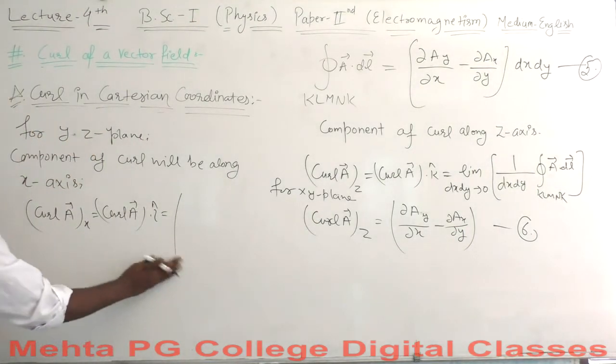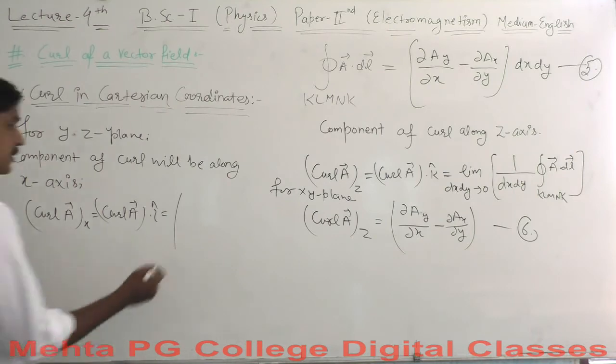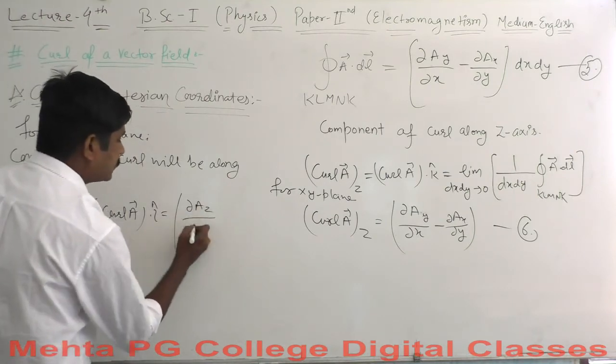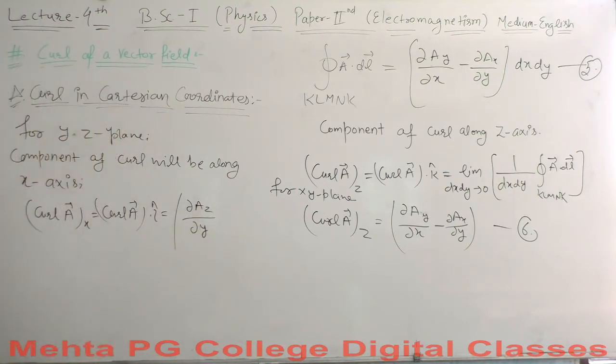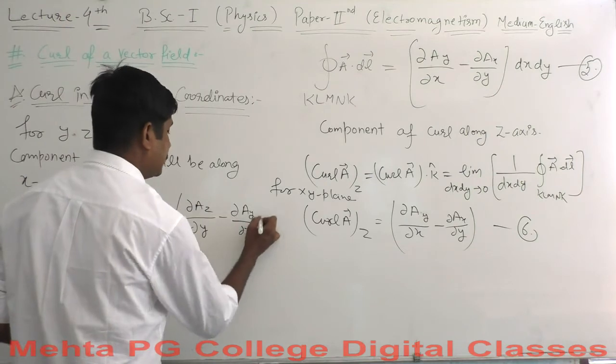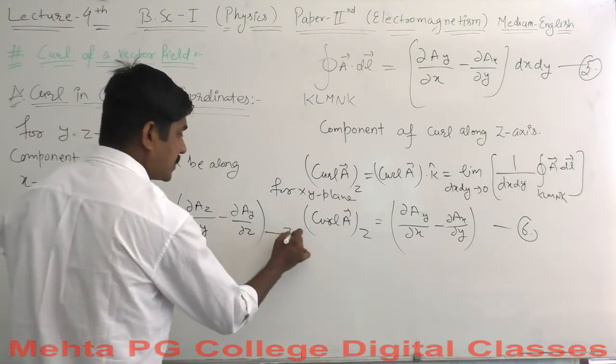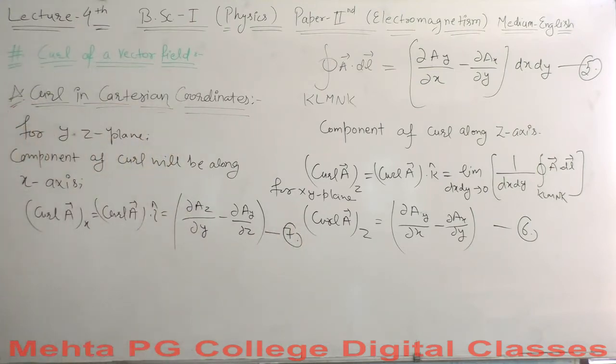According to this, what will it be? It will be ∂Az/∂y minus ∂Ay/∂z. So this is the component along the x axis. This is equation 7.